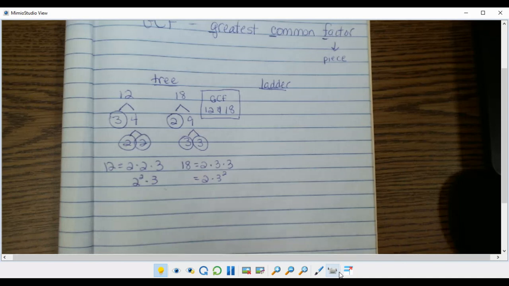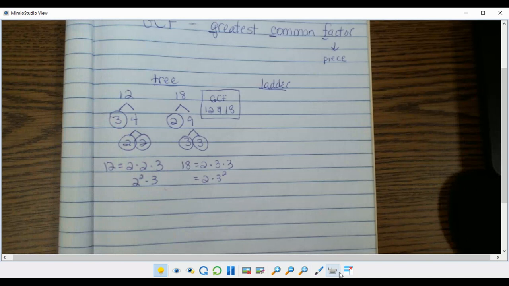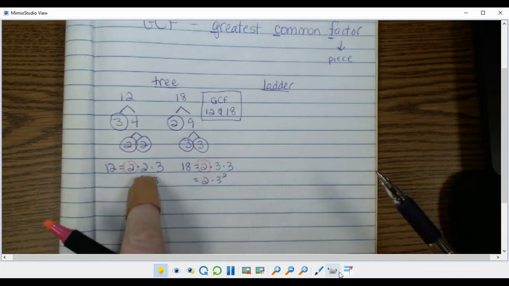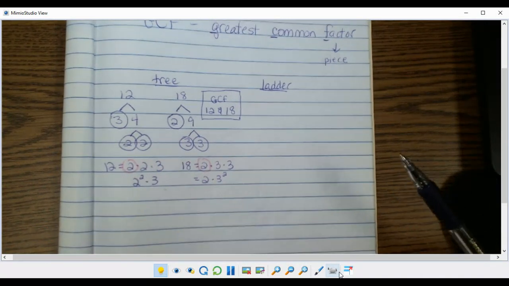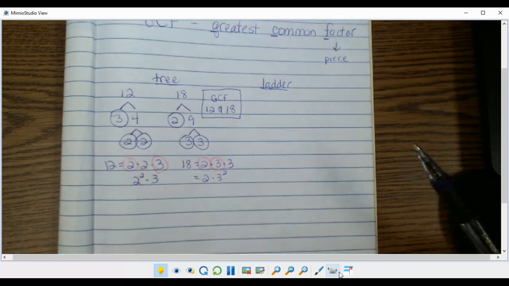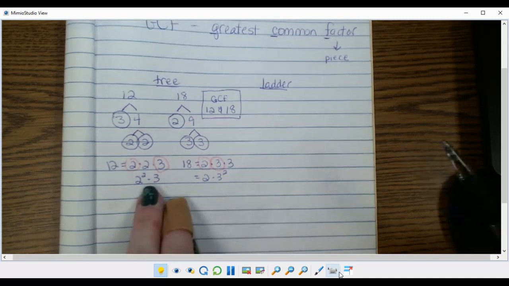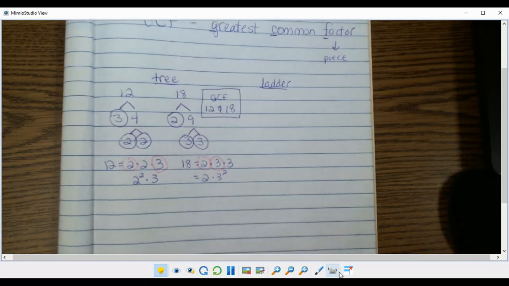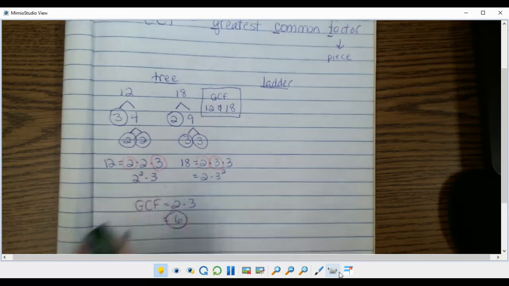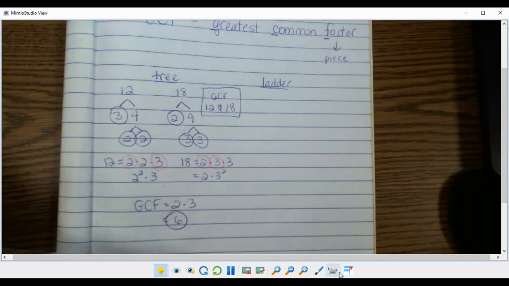Now, to find the GCF, I need what is in both. It must be in both problems for me to count it. So I see there's a 2 and a 2. There's a second 2 in 12, but there is not a second 2 in 18, so I'm not going to circle that. I see that there's a 3 and a 3. It happens in both. There's another 3 over here, but it's not in the 12, so I'm not going to count it. So my GCF is 2 times 3, or 6. The biggest number that would divide into both 12 and 18 is 6.